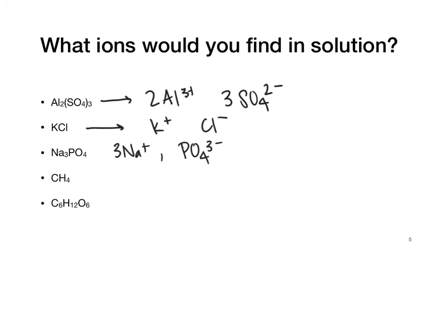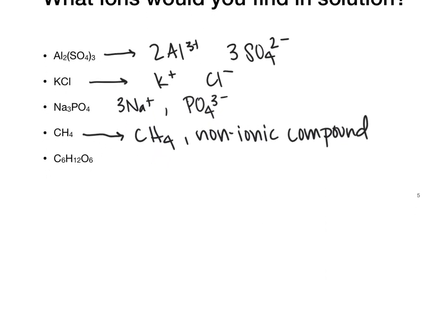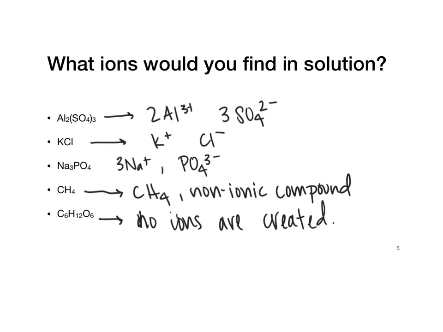When we look at CH4, that's not an ionic compound. So what we get in solution is in fact CH4. This is a non-ionic compound. And if we look at C6H12O6, you're probably like, I don't even know what that is. But what we do know is that it doesn't dissolve, so we'll say that no ions are created. So what ions we see in solution are basically what breaks apart.